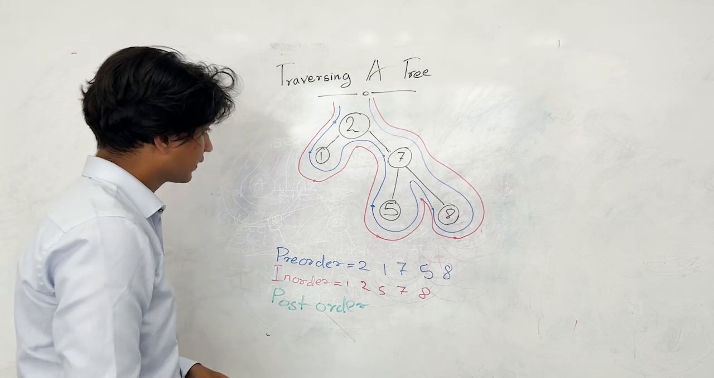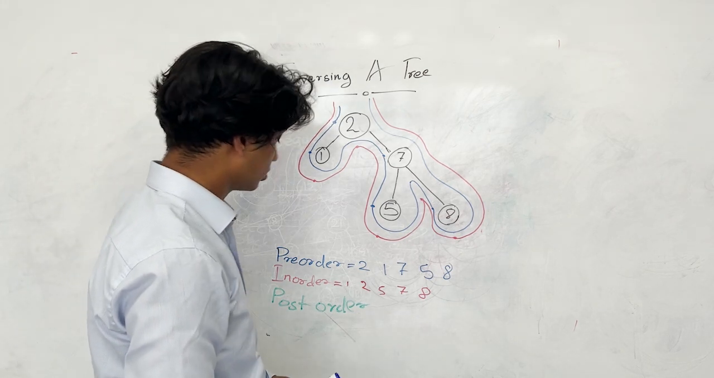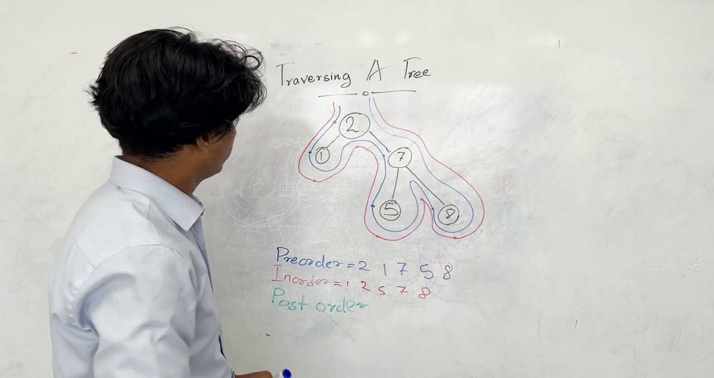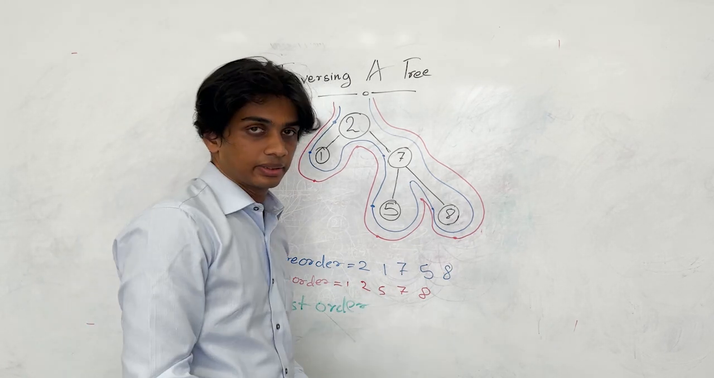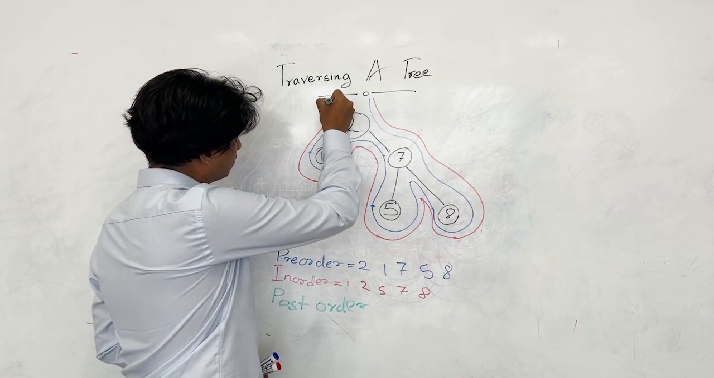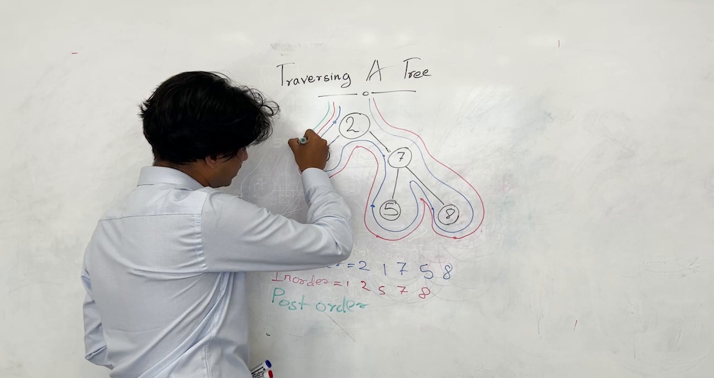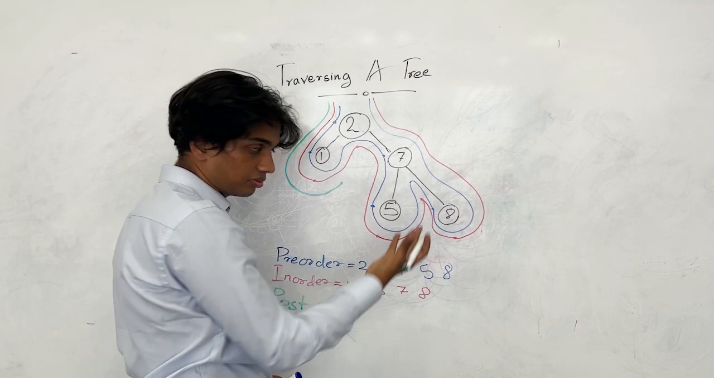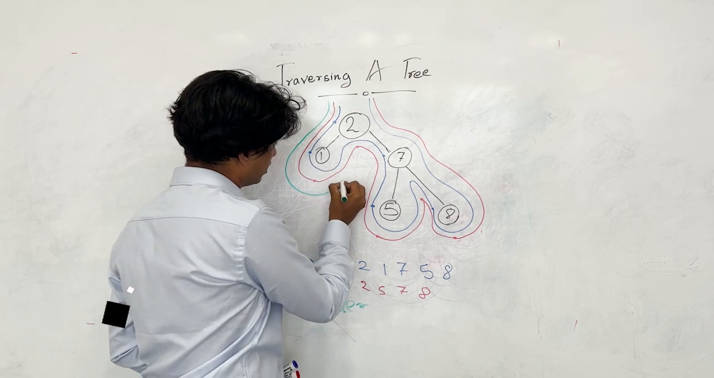Finally, let's see what post-order means. Post-order refers to when we visit the nodes at the end. Let me demonstrate as earlier. First I am going for the left child, and only when I am about to finish visiting the left child, I am going to pay a visit.